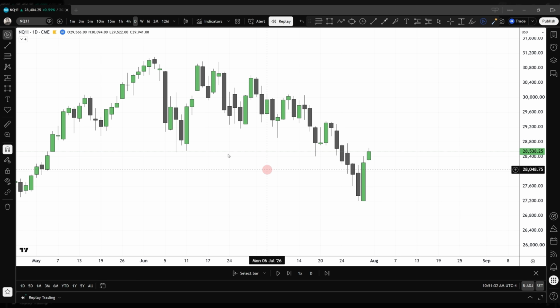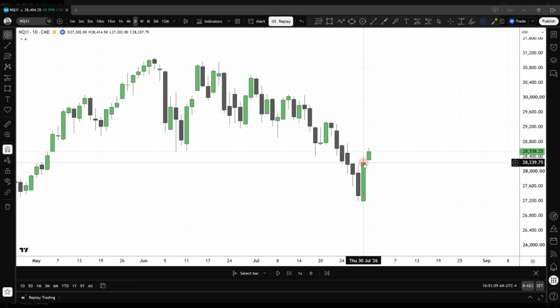So this chart is the continuous contract of NQ futures. It's on a daily and I'm in replay mode. I've got it queued up to Friday, July 31st, which was yesterday. And the reason I have it queued up to here and on the daily is I want to show what happened the day prior. So Thursday, July 30th.